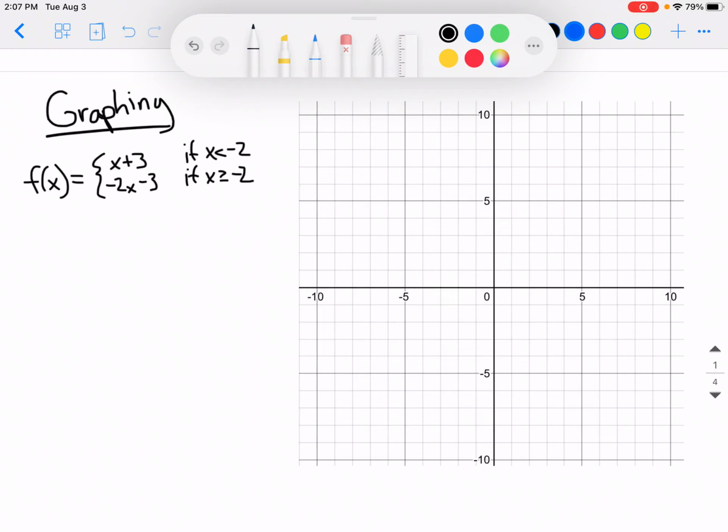Hello and welcome to this video where we're going to graph a piecewise function. So we're starting off with a piecewise function that has two pieces. X plus 3 if x is less than negative 2, and then negative 2x minus 3 if x is greater than or equal to negative 2.